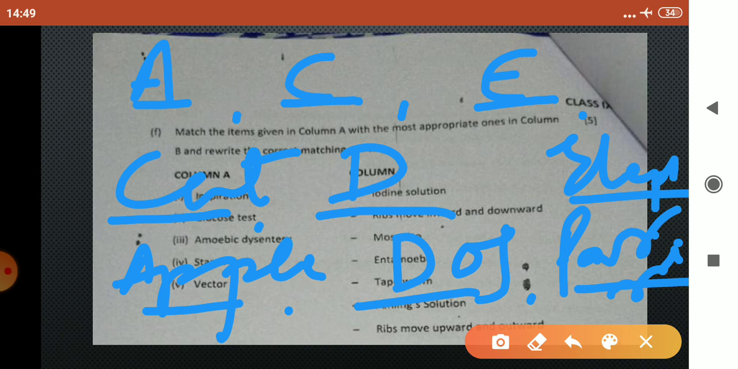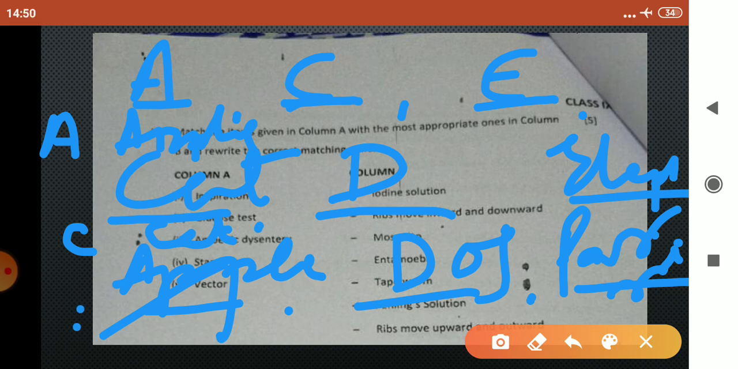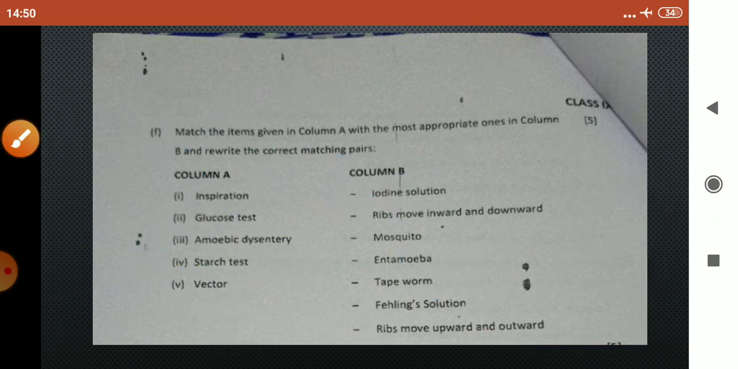Then I will write A on the left hand side and then I will choose apple for that. That is the correct matching pair because A for apple. Then C, C for cat. Then E for elephant, and then D for dog. So like this the question can also come. So you can remember and practice these types of questions.